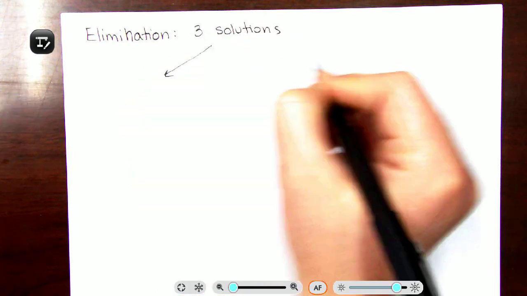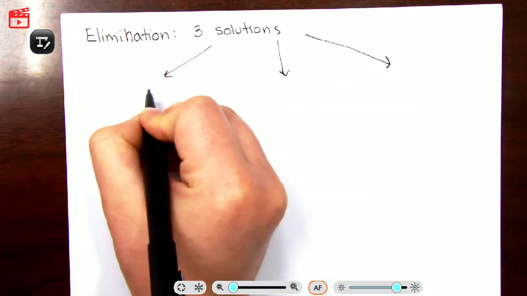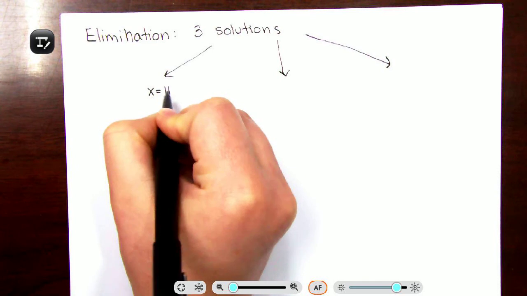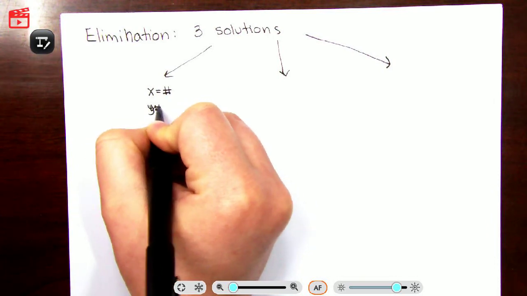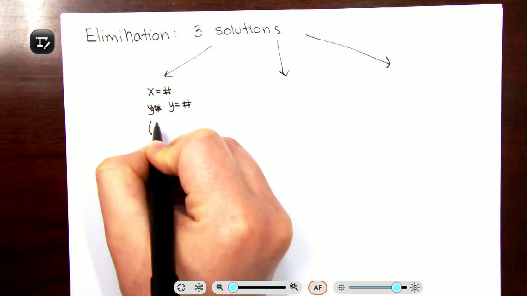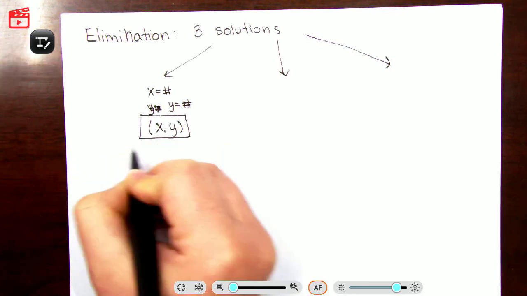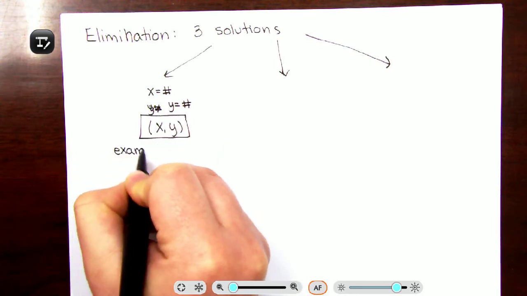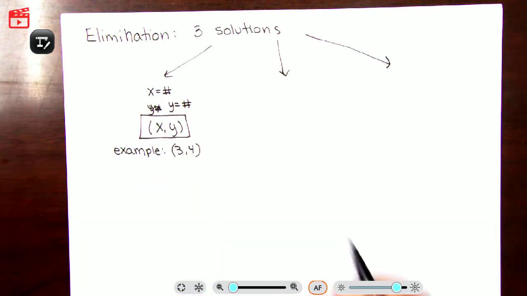So when you are solving things, you can have something like x equals a number, y equals a number. So your solution is going to be x comma y, whatever those numbers are. For example, 3, 4, that would be an answer.